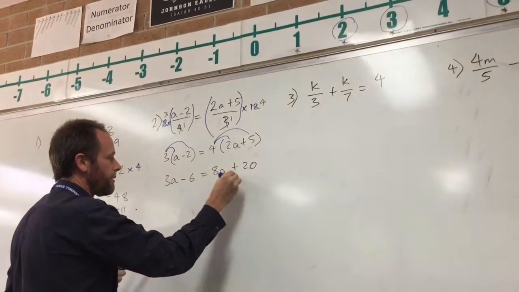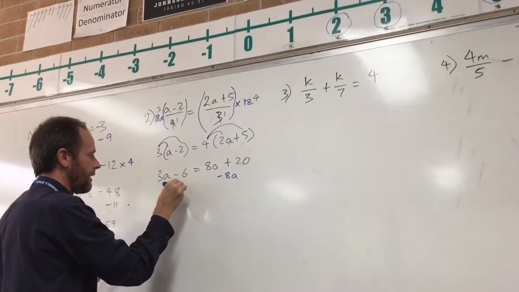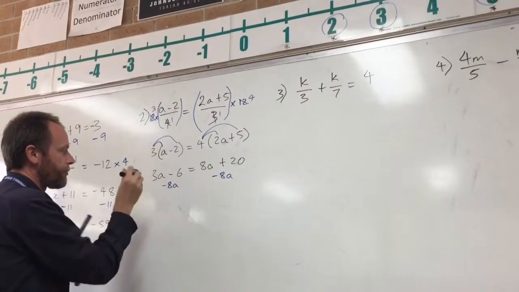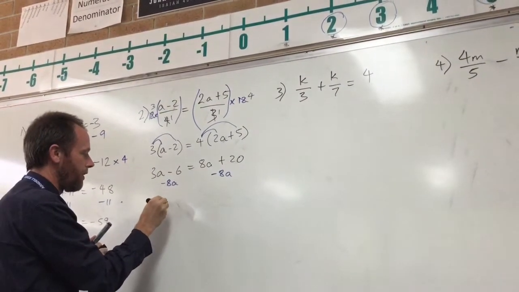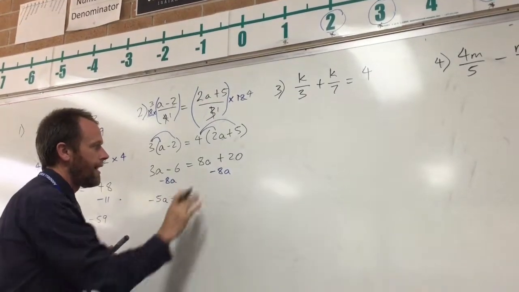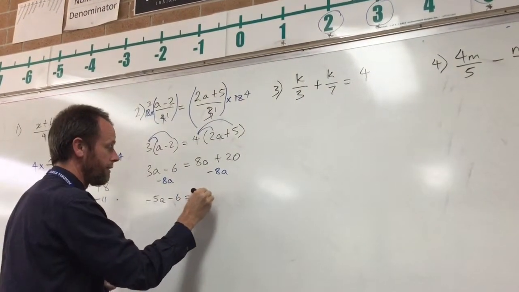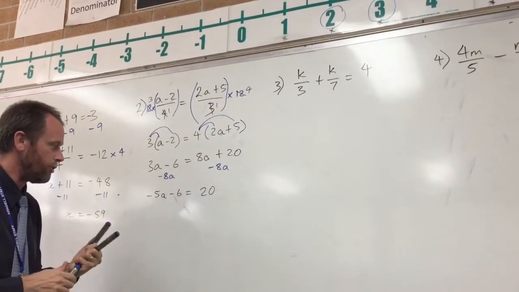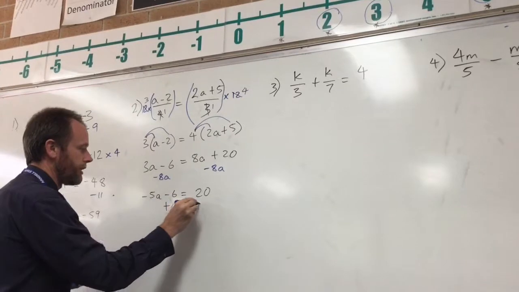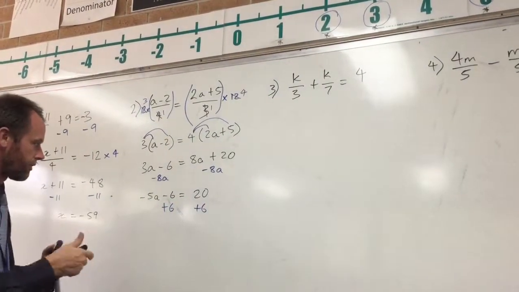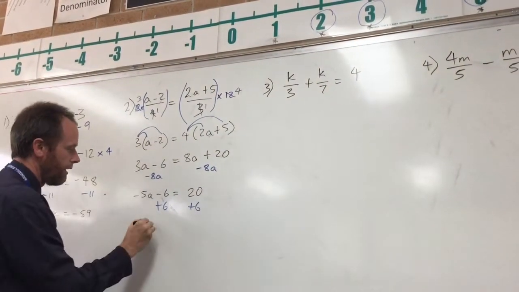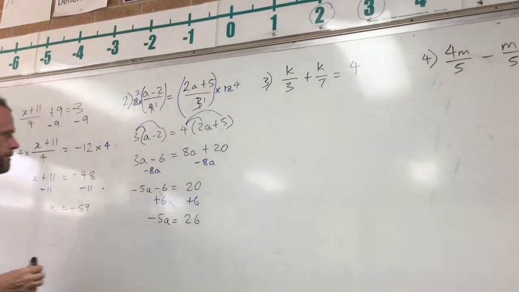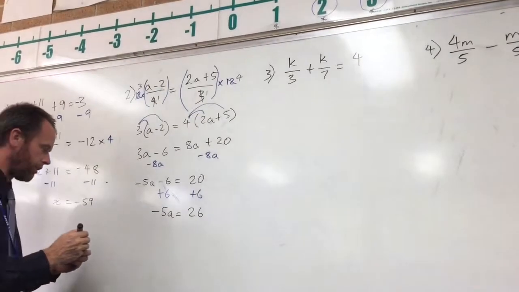The way we did it, we kept the balance, so we take 8a away from both sides to bring all the a's onto this side. 3a minus 8a is minus 5a minus 6. 8a minus 8a cancels out, is equal to 20. I now want to get my numbers all on the other side, so I add 6 to both sides. The 6's there will cancel out. I end up with minus 5a is equal to 26. That hasn't worked out nicely, but it is what it is.